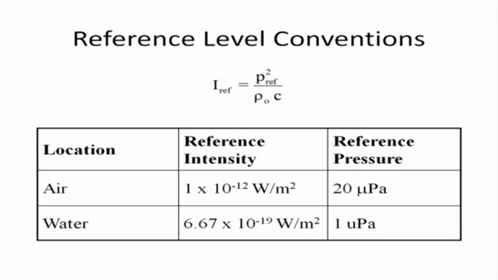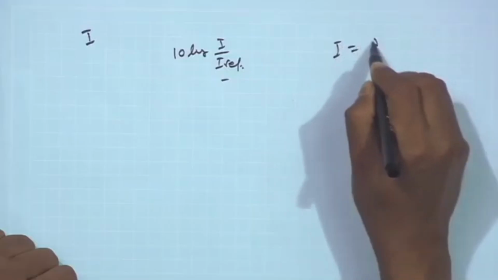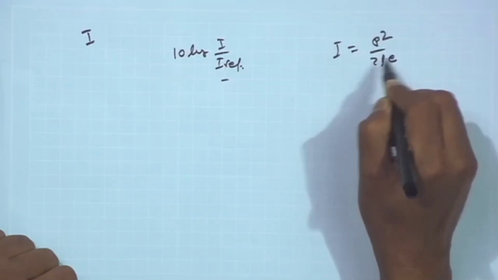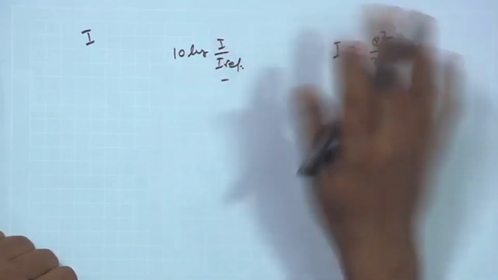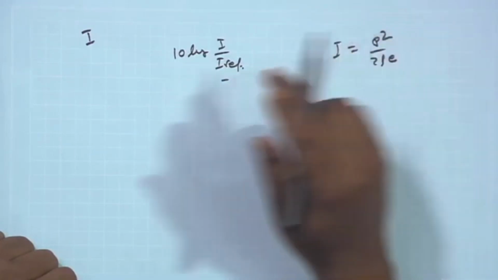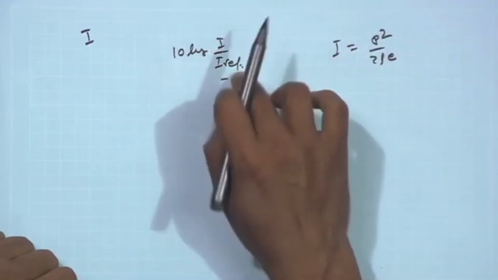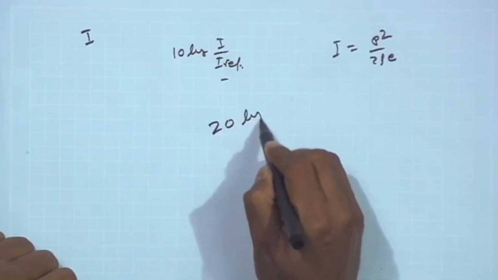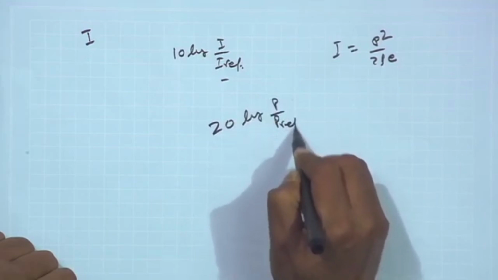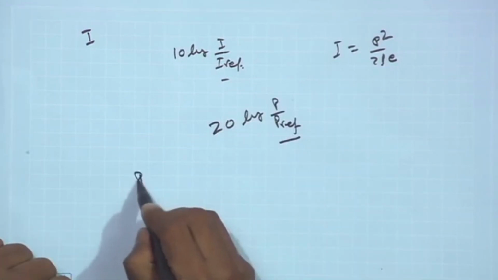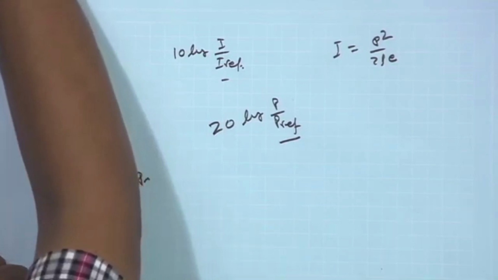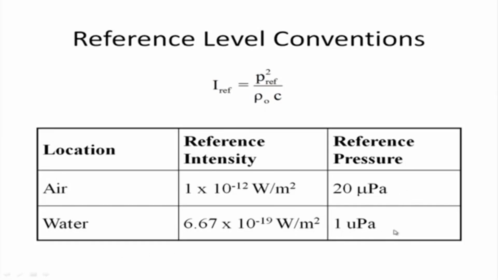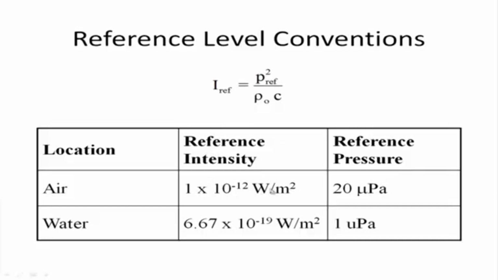Similarly, if I is equal to p square by 2 rho c, or if it is RMS, all kinds of conversion I can do. Instead of I, if it is measured in pressure, then I can say 20 log P by P reference, where P reference for air is 20 micropascal, and for water is 1 micropascal. This also depends on the medium, the intensity.